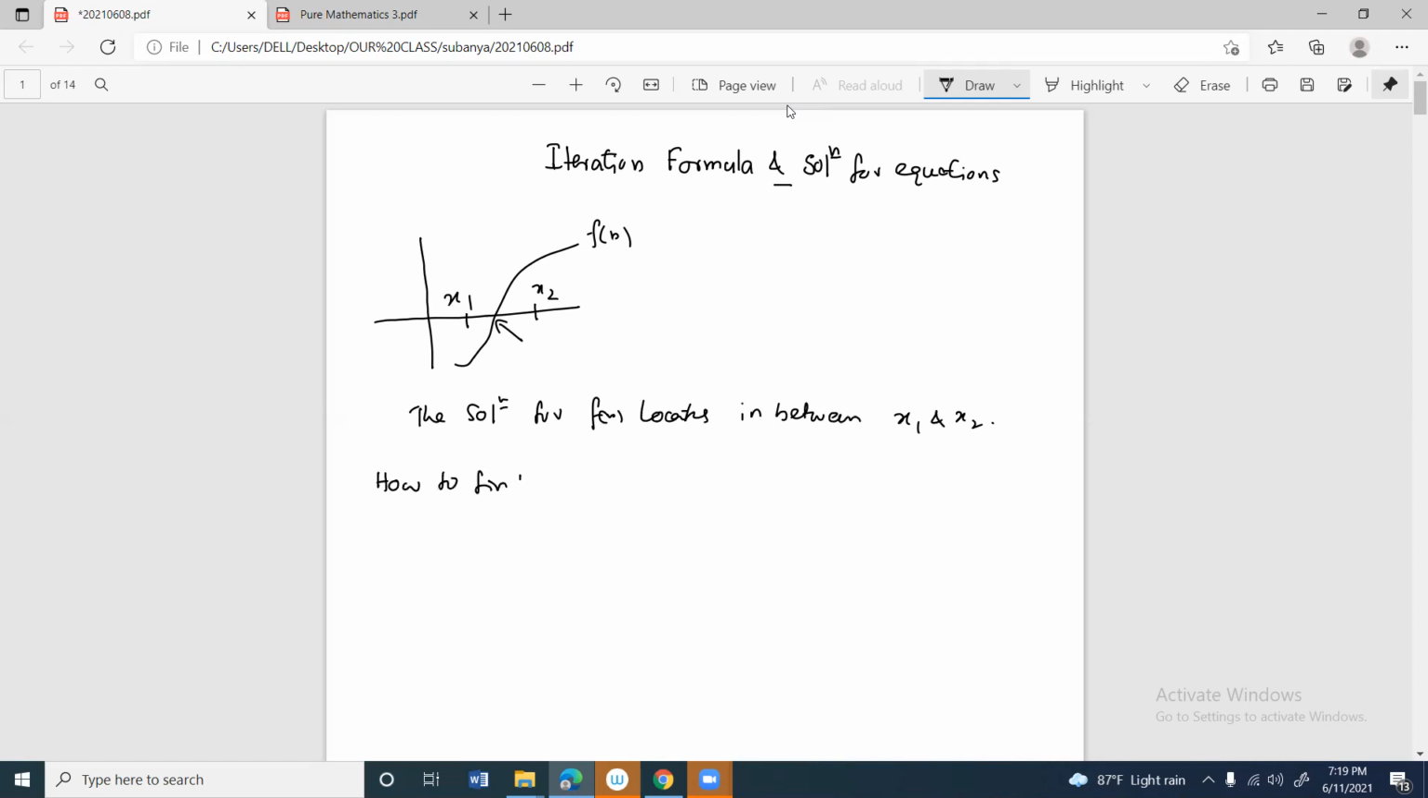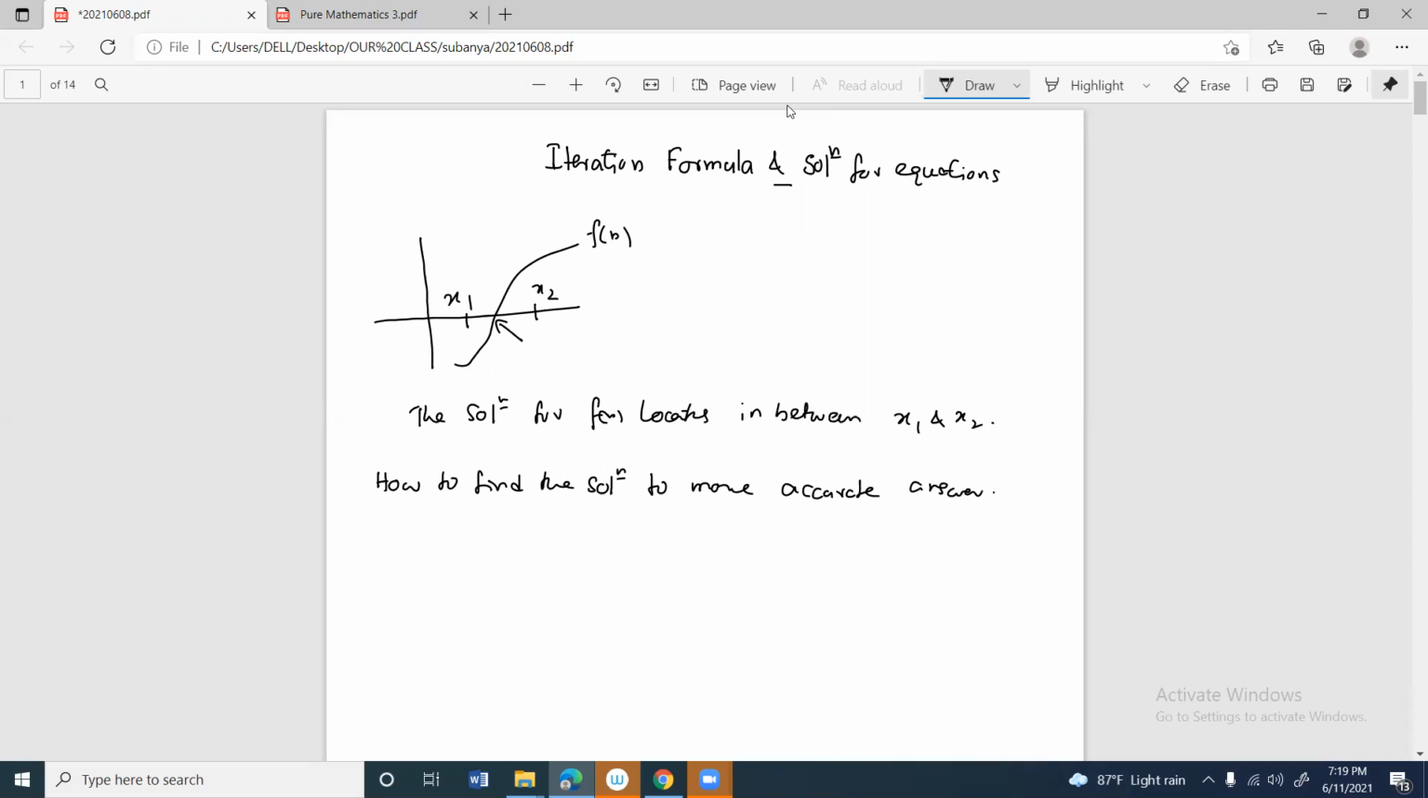Now our problem is how to find the exact solution, how to find the solution to a more accurate answer. For this, the methods are called numerical methods. There are a lot of numerical methods, but in our curriculum we learn the method of iteration, using the iteration formula to get the solution for any kind of equation.